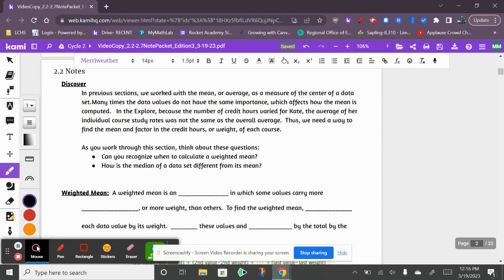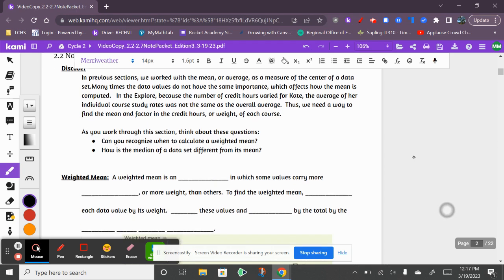So in previous sections, we worked with mean or average as a measure of the center of a data set. Many times the data values do not have the same importance, which affects how the mean is computed. So we are going to look at how we deal with situations like this.